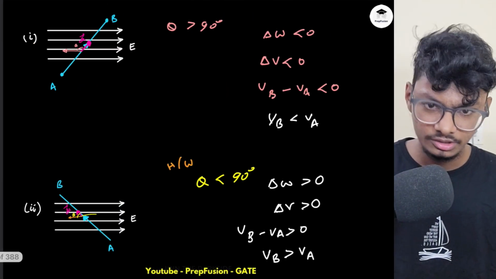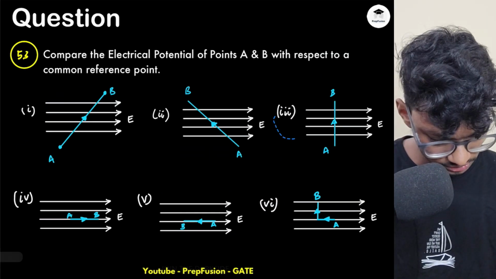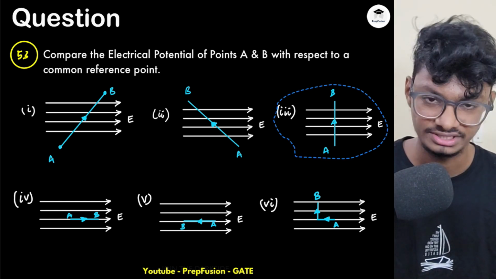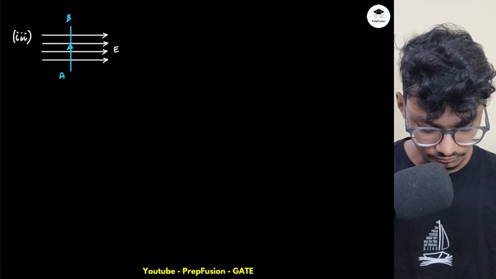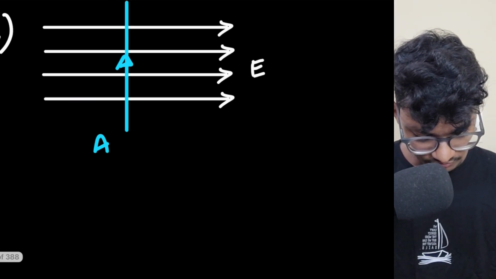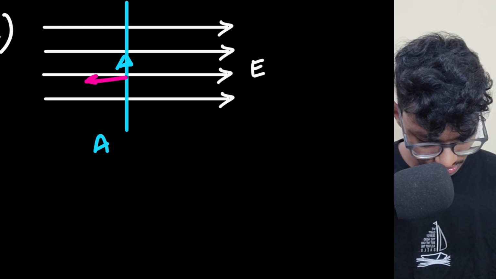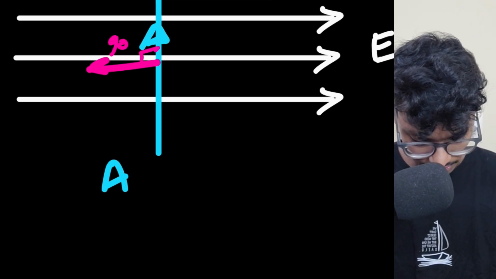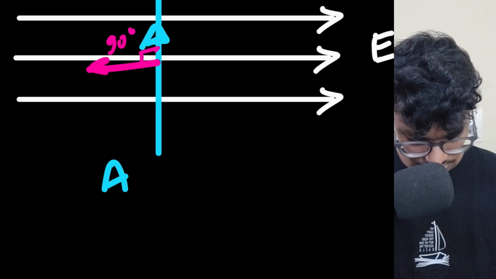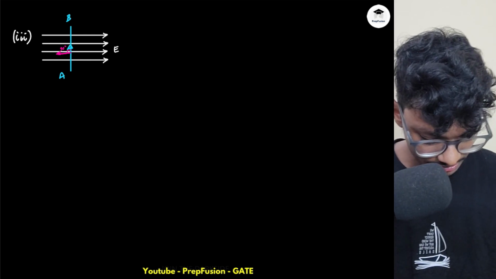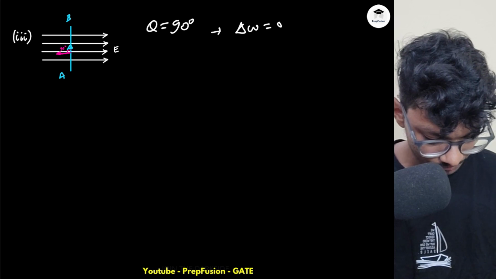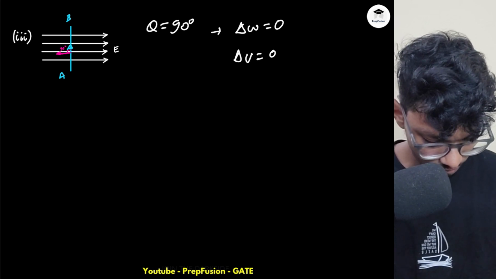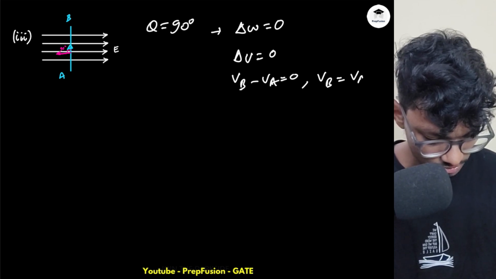Similarly you can do for the other cases as well. I will do it for the third case. For the third case, it is pretty simple, and this concept we will learn in today's lecture. Here my force will be on the left hand side, and dl is already at the top. So the angle is directly 90 degrees always. If theta is always 90 degrees, what is cos 90? Cos 90 is 0. So delta W will be 0, hence delta V will be 0, hence VB minus VA will be 0. Hence VB will be equal to VA.